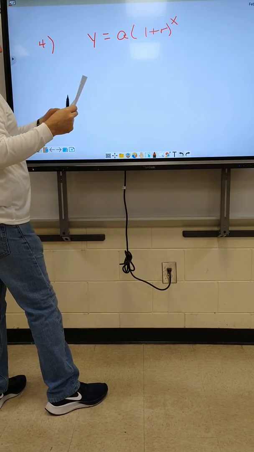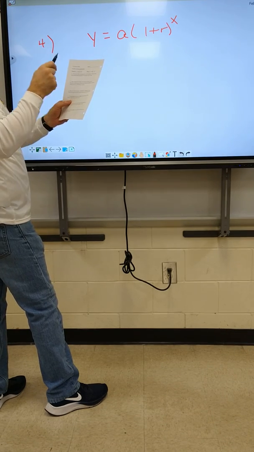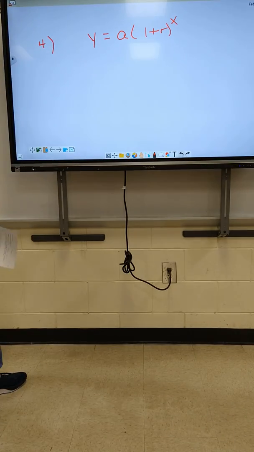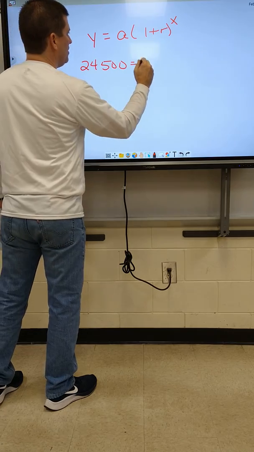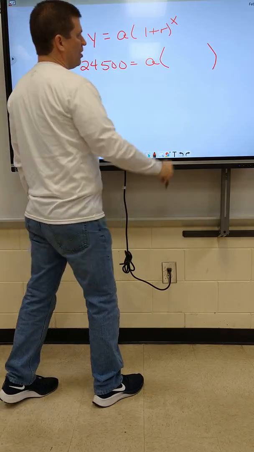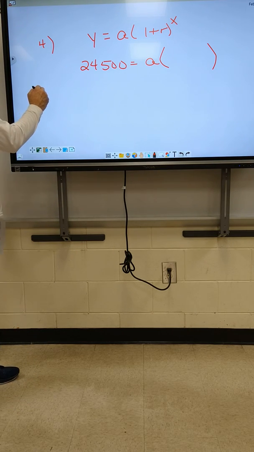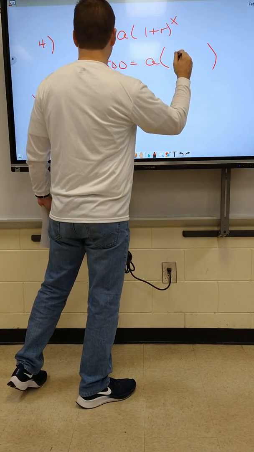All right, but this one is one of these problems where it says you have 24,500 at the end of 10 years. Where does 24,500 go? Before equal. Yeah, on the left side of the equal sign. We don't know the starting amount, so we'll leave A. What goes in for R? What's the rate? 3.5%. Good. Move the decimal point back twice, 0.035.